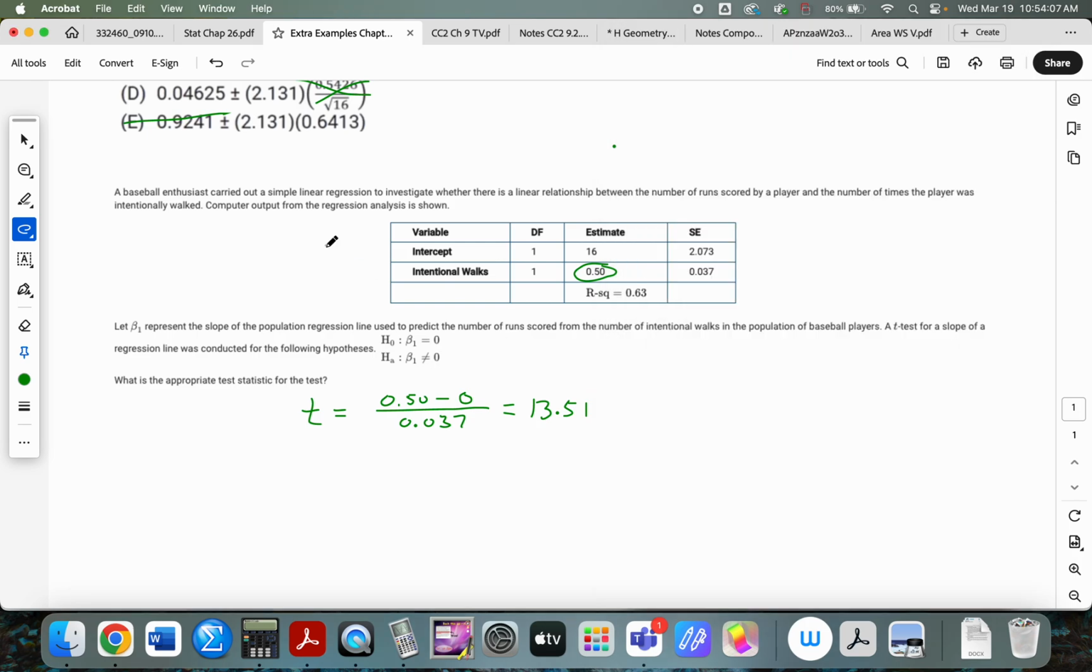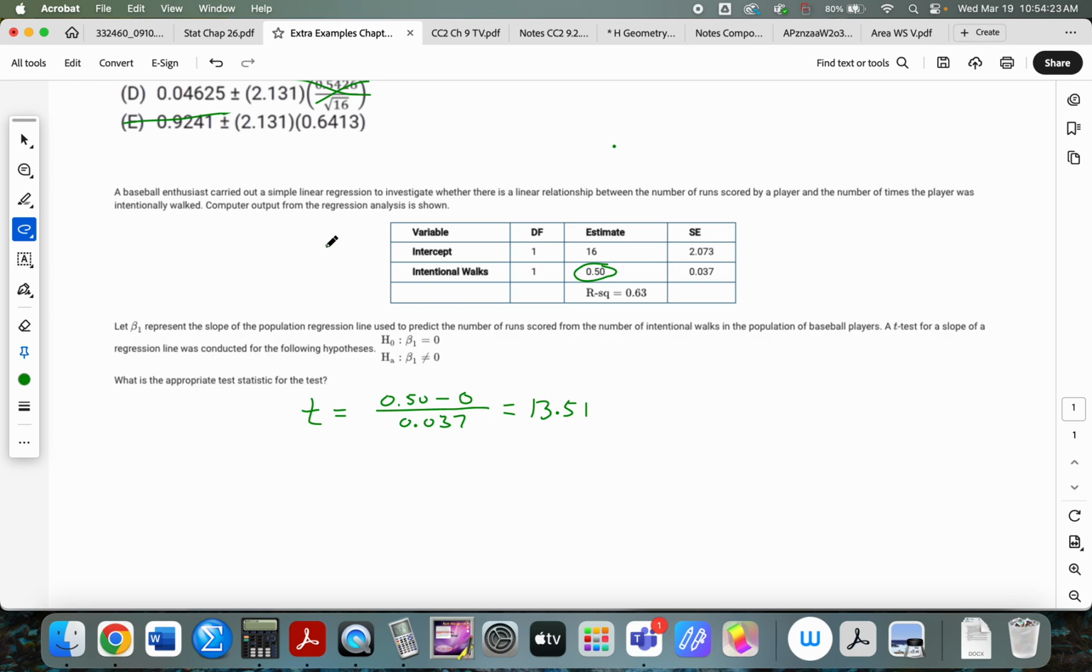Wait, are there 16? Hang on a second, that's number 1. What are we talking about? Oh, that's the intercept. These are two different problems. It didn't tell us how many. They did not.